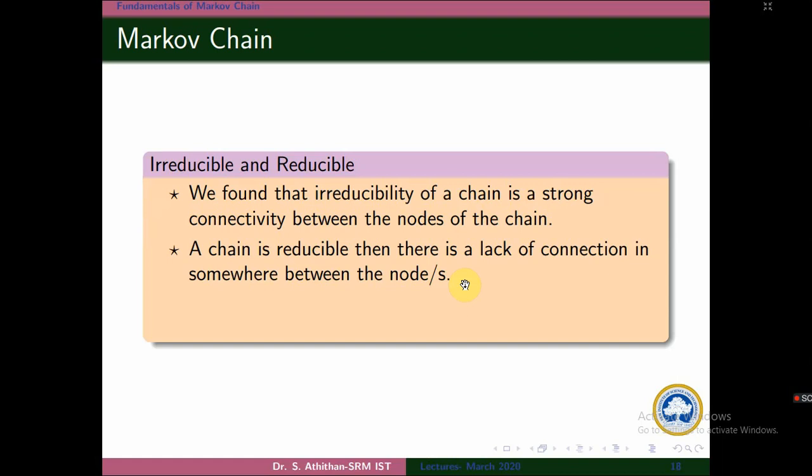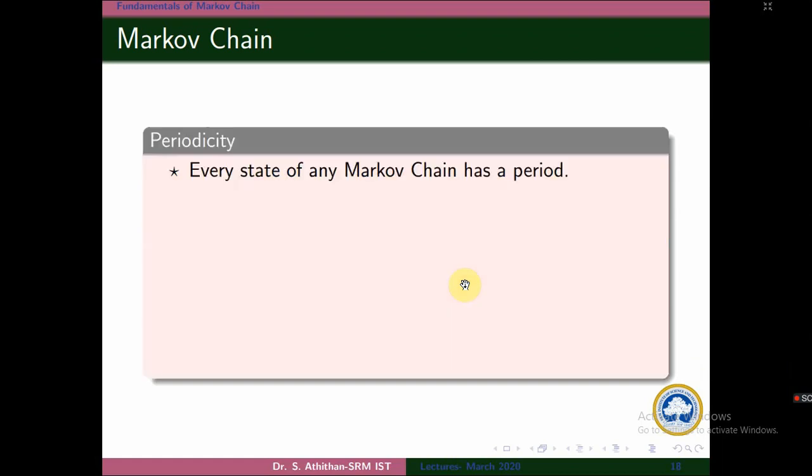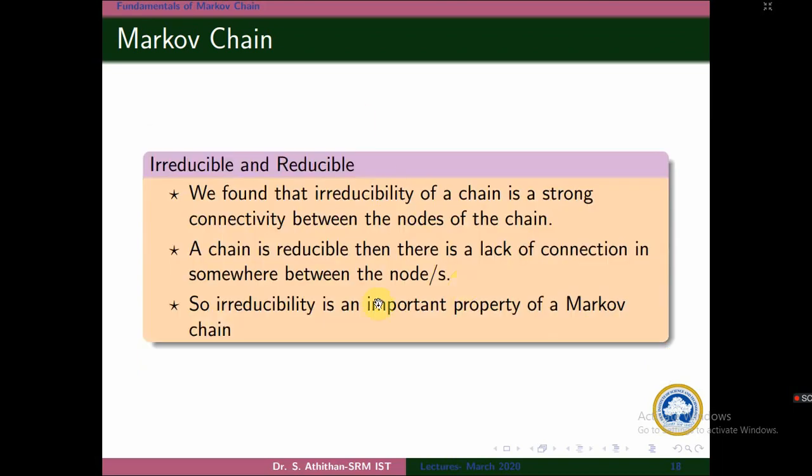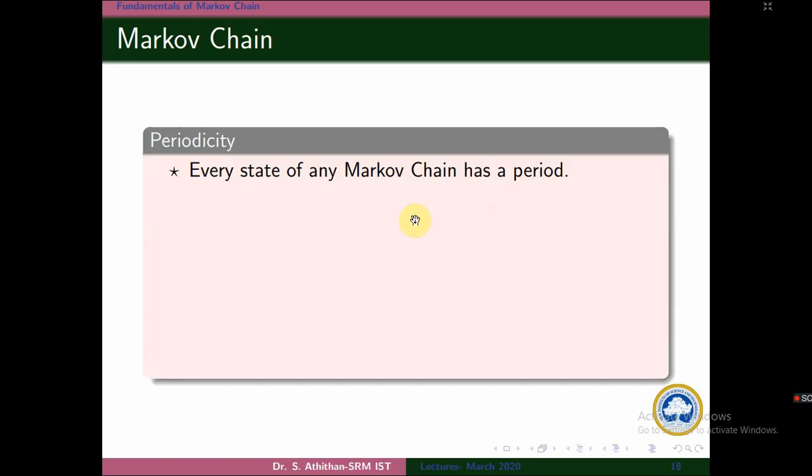Okay. A chain is reducible when there is a lack of connection somewhere between the nodes. That is what the first example said. So irreducibility is an important property. Every state of a Markov chain has a period. Now we've just talked about irreducibility, so after that we will go for periodicity.